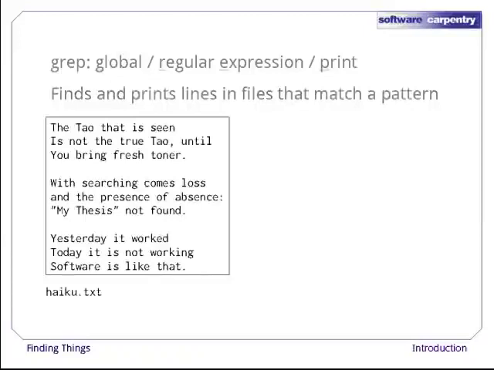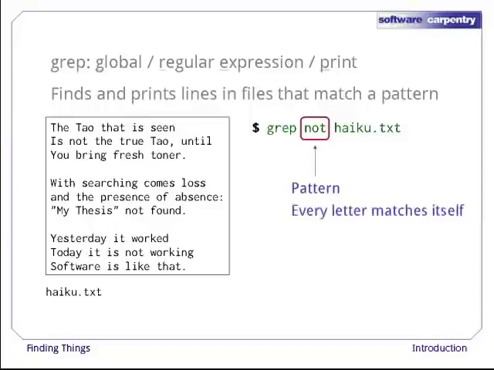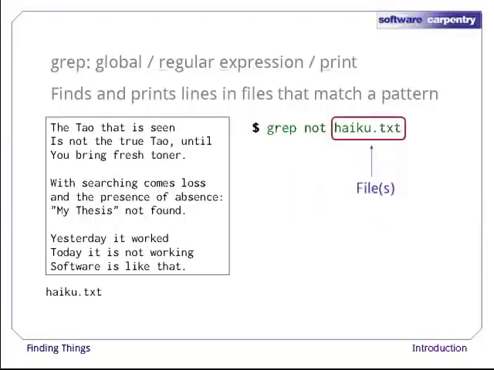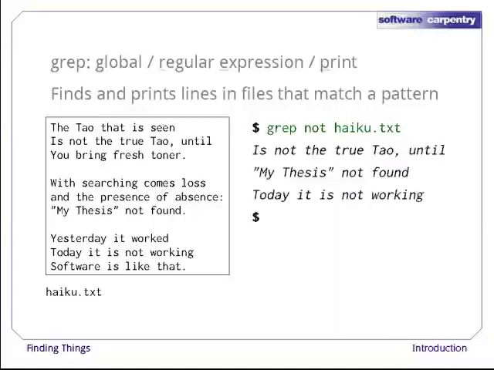Here's the file we'll use for our examples. It contains 3 computer haikus taken from a competition that Salon magazine ran in 1998. Let's run the command grep not haiku.txt. Here, not is the pattern we're searching for. It's a pretty simple pattern. Every alphanumeric character matches against itself. After the pattern comes the name or names of the files we're searching in. As you can see, the output is the 3 lines in the file that contain the letters not.